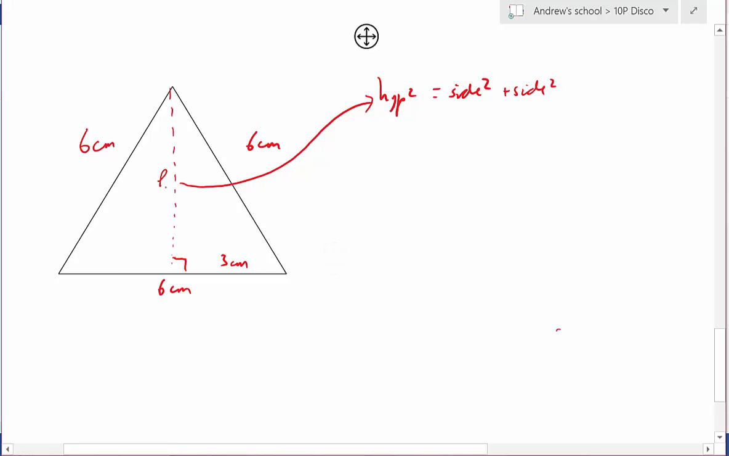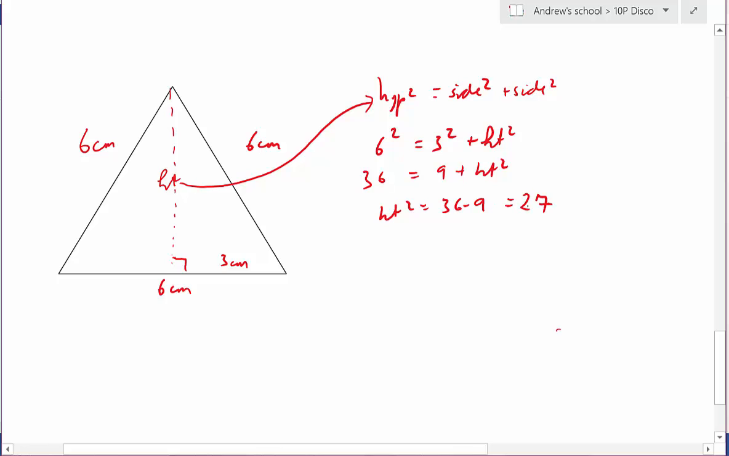Well, we don't know the height. We do know the 6, the hypotenuse, and we do know the 3. So 6 squared is equal to 3 squared plus the height squared. So 36 equals 9 plus the height squared. So the height squared must equal 36 minus 9, which is 27. And so the height is the square root of 27. And we can do that on the calculator quickly. And the square root of 27 is 5.196.